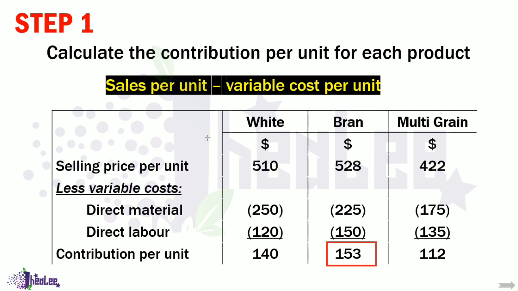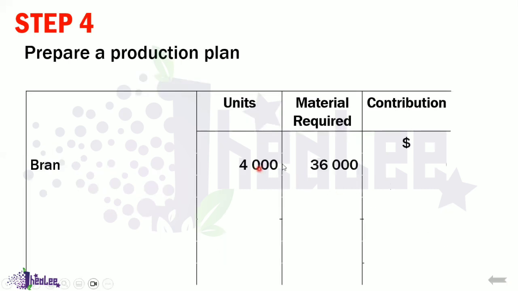This $153 will be used to aid us in calculating the contribution that the business will be generating from producing the 4,000 units. So that is 4,000 multiplied by the $153, and that gives us a value of $612,000 in contribution that the business will be generating from producing the 4,000 units of bran bread.